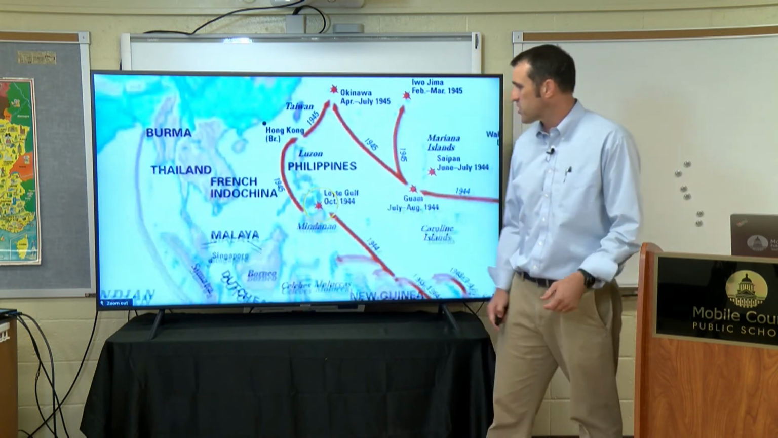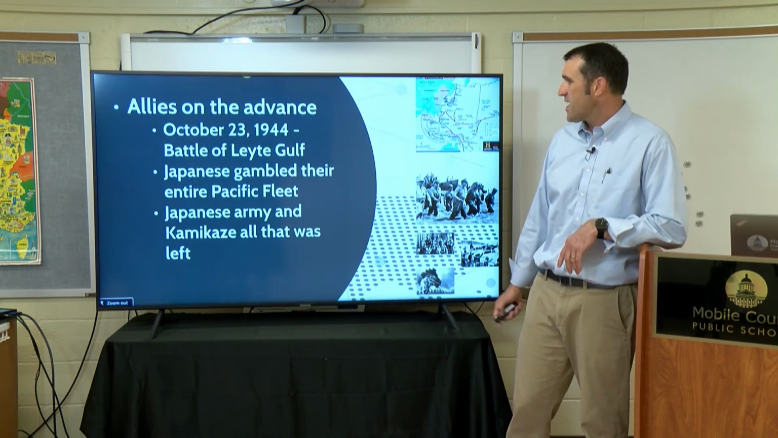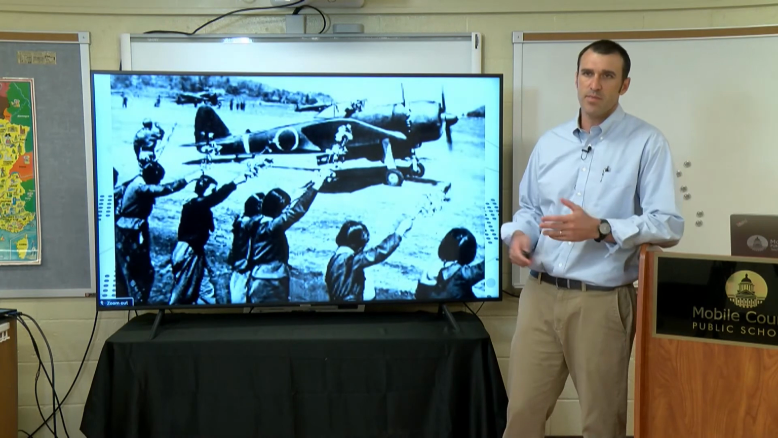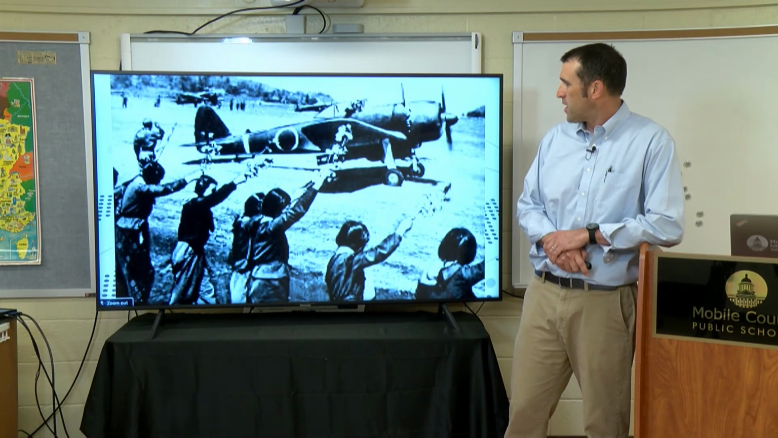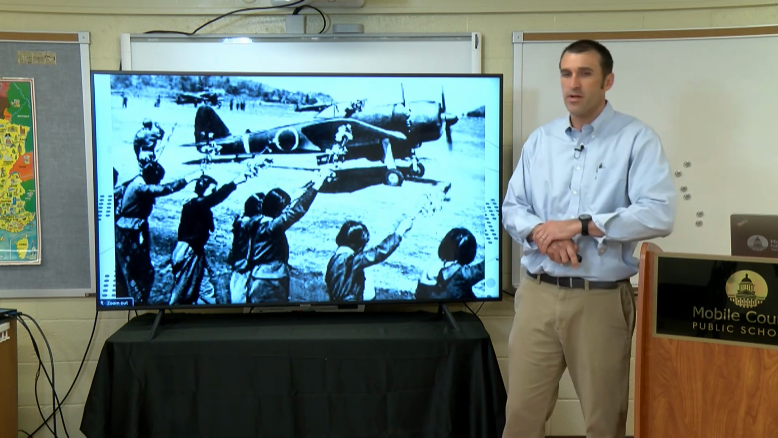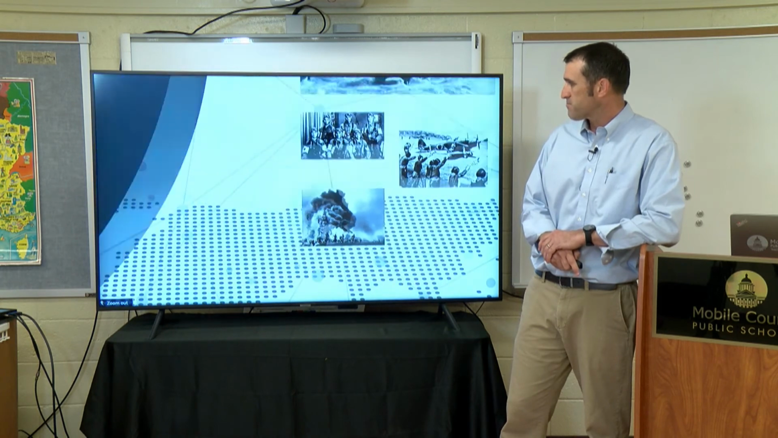Here's the Battle of Leyte Gulf. Here's MacArthur coming back like he said he was. And then all that was left was these Japanese kamikaze pilots. Kamikaze means divine wind. They were willing to sacrifice their lives, commit suicide by running their planes into key U.S. targets like a battleship.